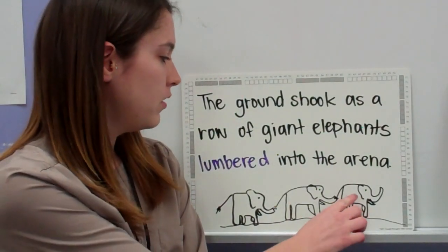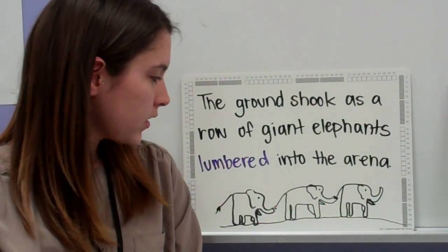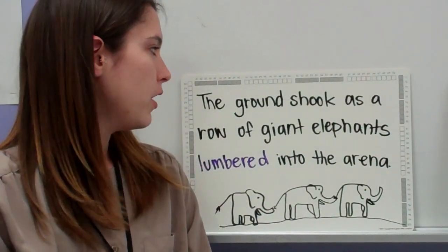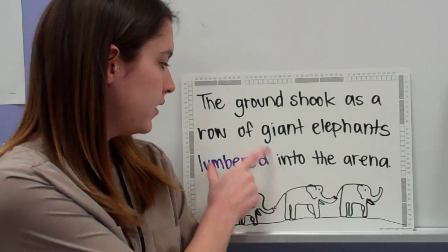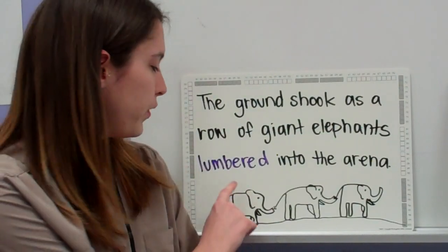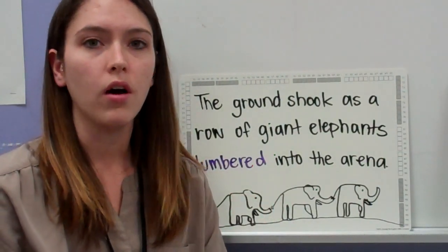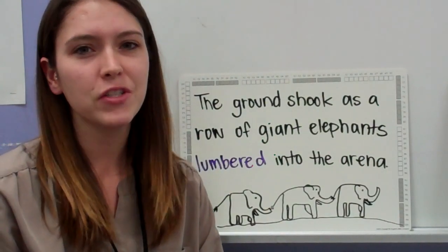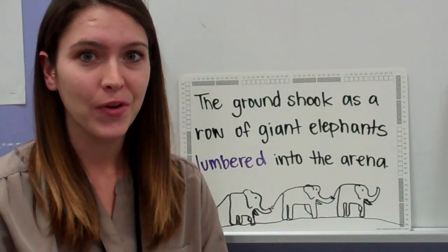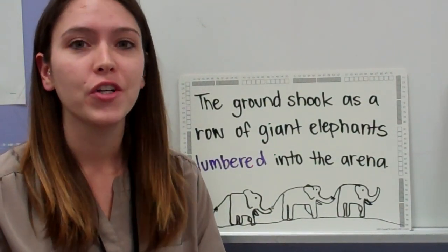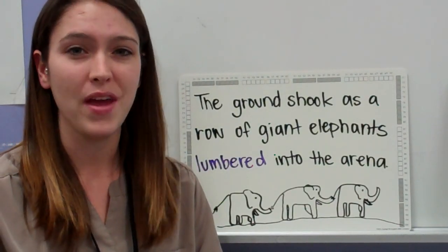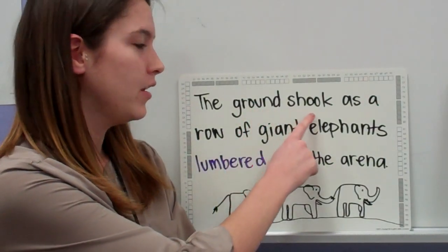Our picture shows three giant elephants, and they're holding each other's tails. From this sentence, we have a clue that the ground shook when these elephants did something into the arena. Something that might make sense in place of that word lumbered would be walked into the arena. But elephants don't just walk like people do, lightly and quietly. It was probably a loud, very harsh walking, or a hard movement into the arena, because elephants would make a lot of noise, and they were also making the ground shake.